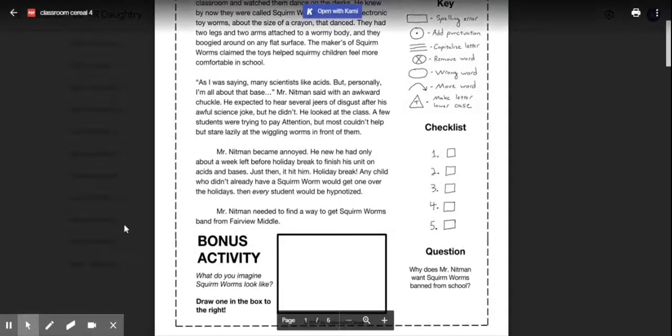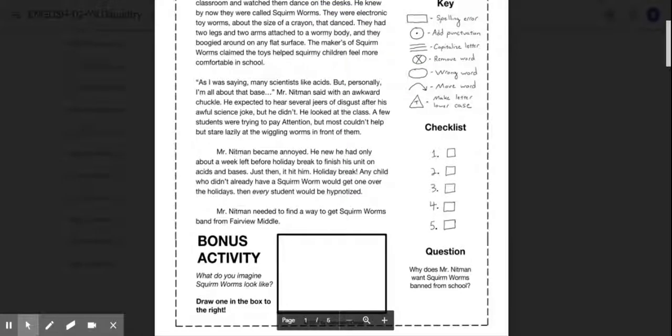Here in the box down here, boys and girls, it says, what do you imagine squirmworms look like? You can go ahead and draw one right in here, what you think they would look like. So go ahead and complete this activity for Classroom Serial Part 1.